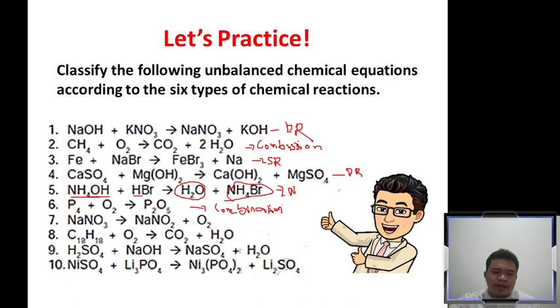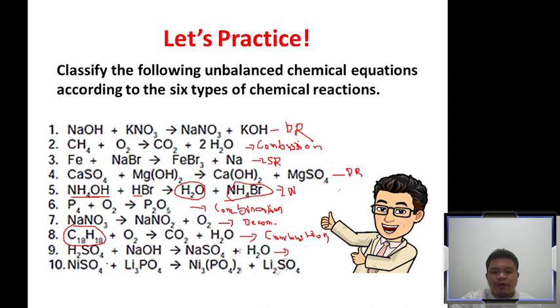How about this? NaNO3 yields NaNO2 plus O2. Well, you got it right. This is a decomposition reaction. Now again, number 8, you can see that this is a hydrocarbon. How do I know it's a hydrocarbon, sir? It is composed of carbon and hydrogen. It reacts with oxygen, yields CO2 and H2O. Then we also have this as a combustion reaction.